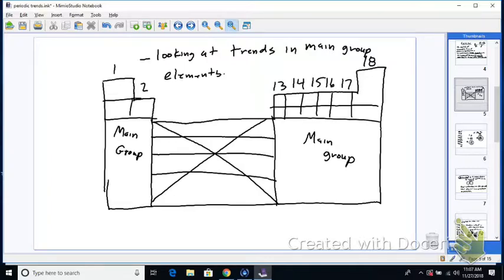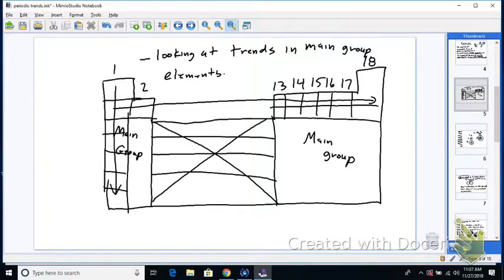So the period trend would be going here, looking at values of some different characteristics. That's a period trend. And when we're talking about a group trend, then it's going down. So group is we're looking down, period we're looking across. And it's only the main group elements that we're looking at going across. Does that make sense? We're not looking at D's or F's, we're eliminating those characteristics for right now.